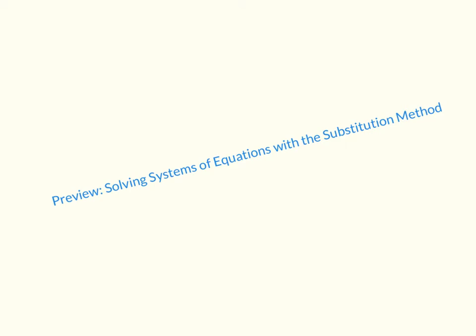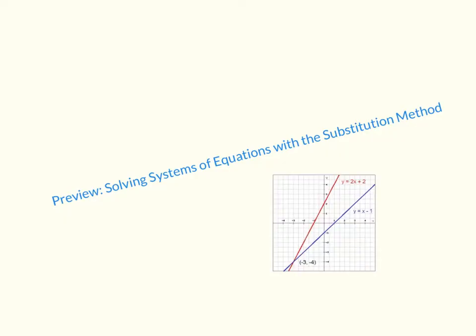Preview video, solving systems of equations with the substitution method. Recall that a system of equations is when you have two or more lines graphed on the same coordinate plane. The solution to a system of equations is the point at which all of the lines, or in this case both of the lines, intersect. We want to learn how to solve a system of equations using a method that does not require graphing.